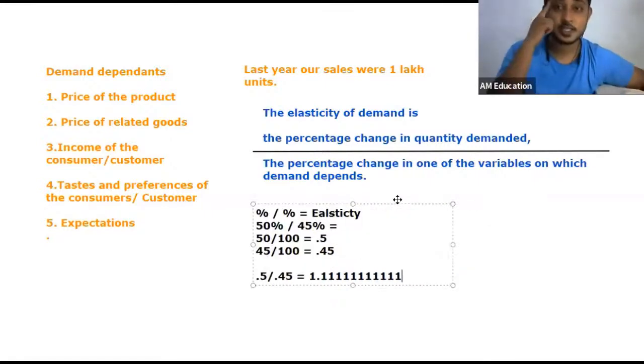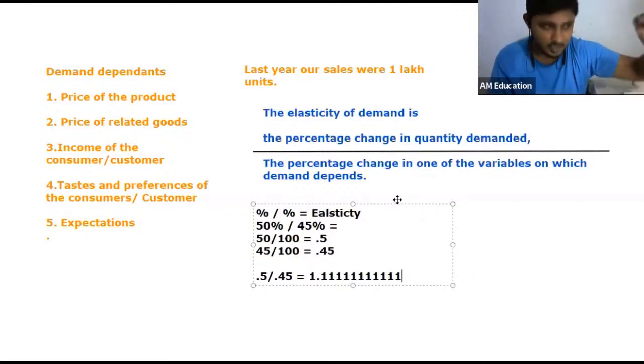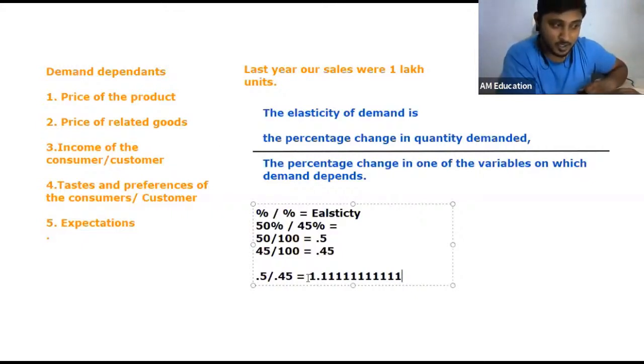Now let us consciously remember what we name this new result. The 50 we've named the percentage change, and the 45 the percentage change. The whole answer is the elasticity of demand. So this 1.1111 is the elasticity of demand. Clear? The percentage change in the quantity demanded by the percentage change in price is 1.11111111. And this 1.11 is known as the elasticity of demand.